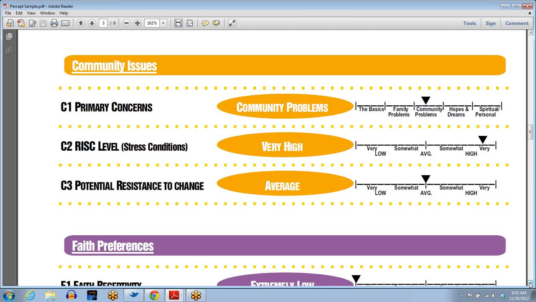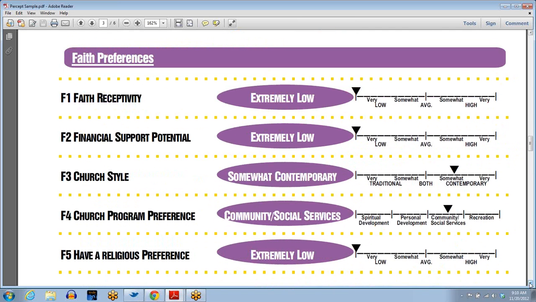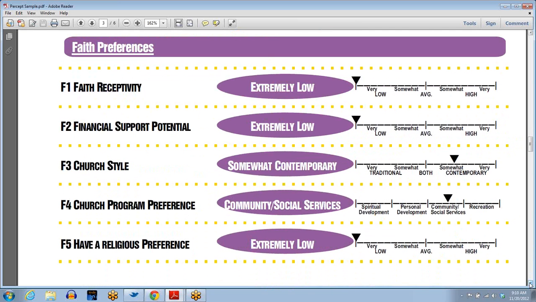Their faith preferences. You should find this very helpful. They are receptive to it. It shows they're very low, extremely low, to the gospel.